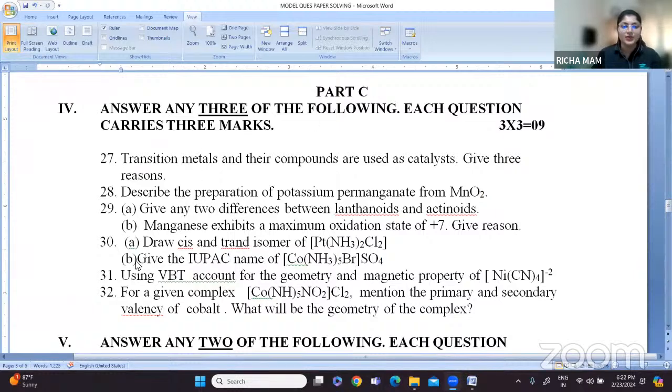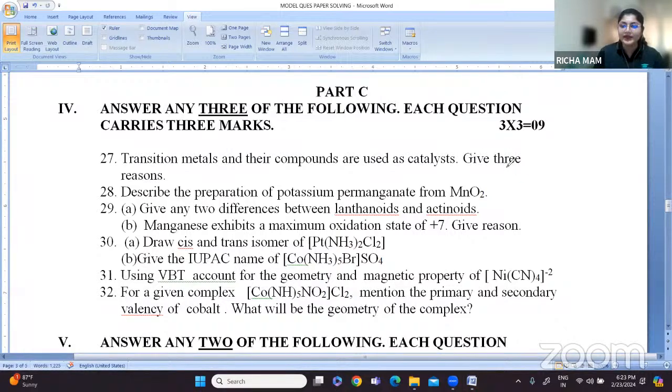Next is the 30th question. Again, this is divided into two sub-questions, A and B. Sub-question A: draw the cis and trans isomers of this complex of platinum. How do you write the cis and trans complex?